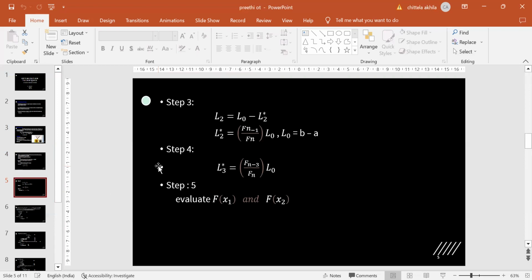After that, we find the x1 value and x2 value, and with respect to x1 and x2 we find the function values. And then, if f of x1 is greater than f of x2, we have to discard f of x1. Like that, we find the f of x1 and f of x2 values, and then the initial and new length values.